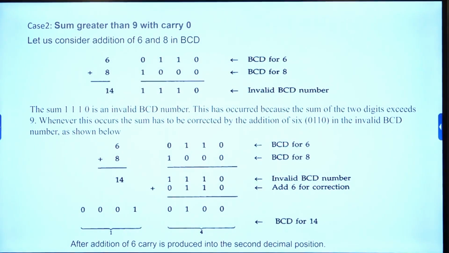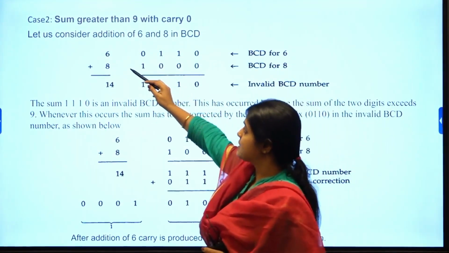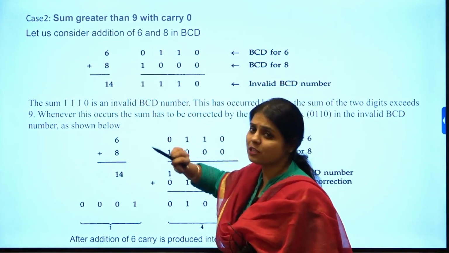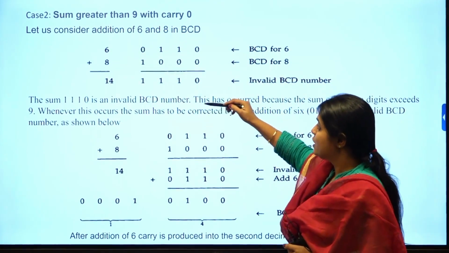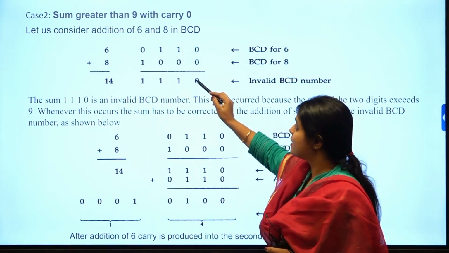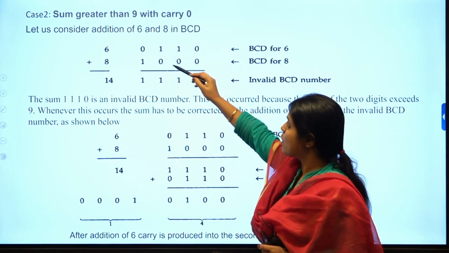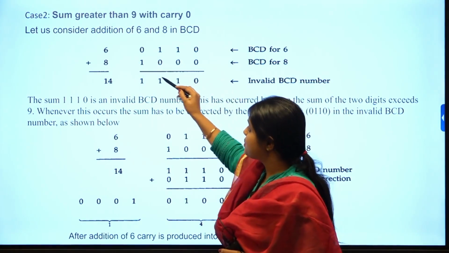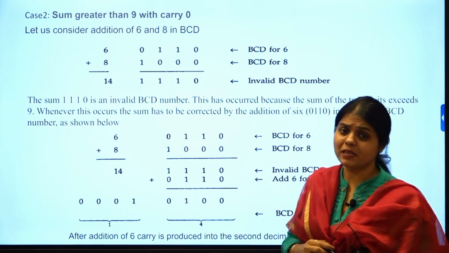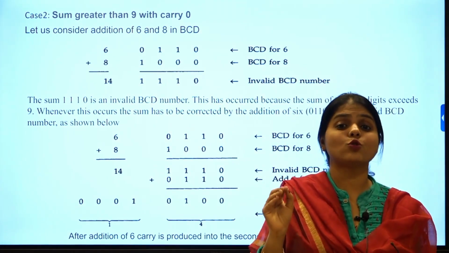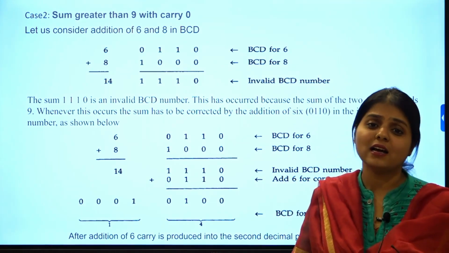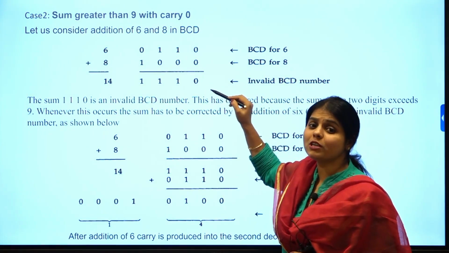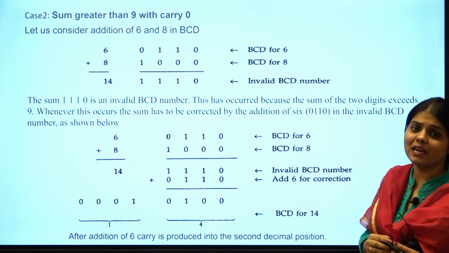Now the second case is sum greater than 9. Now I want to add 6 with 8. First I'll write the binary representation of 6, and then the binary representation of 8, and I'll add them. When I add them, I get the answer: 0 plus 0 is 0, 1 plus 0 is 1, 1 plus 0 is 1, 0 plus 1 is 1. But this is not a valid BCD number, because BCD numbers exist only from 0 to 9. I can't consider 14 as a BCD number. So when I add two BCD numbers and the result is not a BCD number, it is called an invalid BCD number.